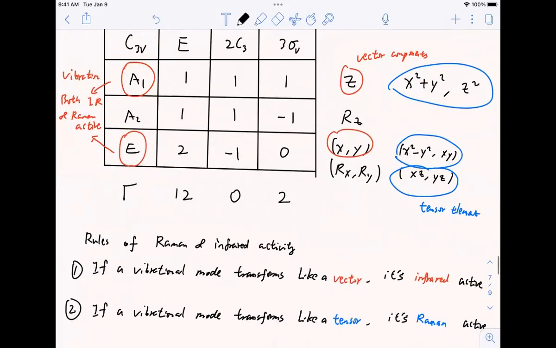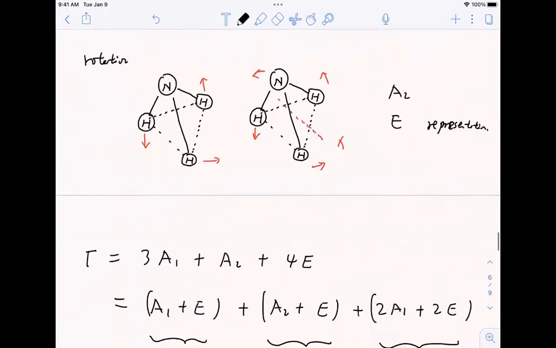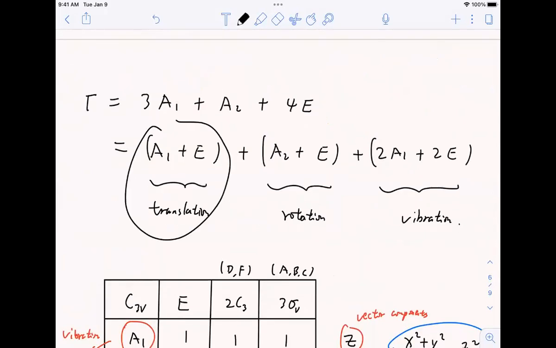So let me summarize what we have been doing. First, when you have a molecule, you just write down the representation for the motion space, and the degree of freedom is the number of atoms in the molecule times 3. Then you write down the character for this representation. You decompose it according to the formula that we use, and then get the decomposition. In the decomposition, you take away the translation, you take away the rotation, and then the rest are just vibration.